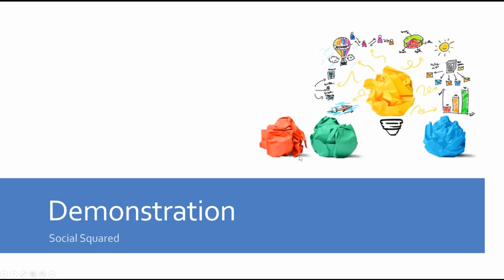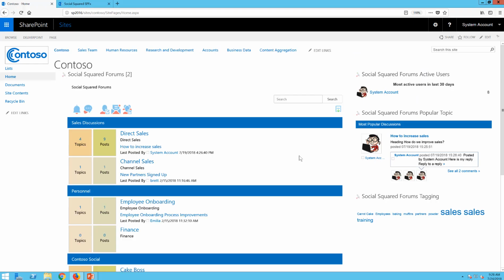So let's take a look at the product. So I'm going to jump into SharePoint on premises first of all. So here's Social Squared in SharePoint on-prem. So it is a web part that you can drop on any page, and you can see the different forum groups that I have created in here. So this is just a simple Contoso example.